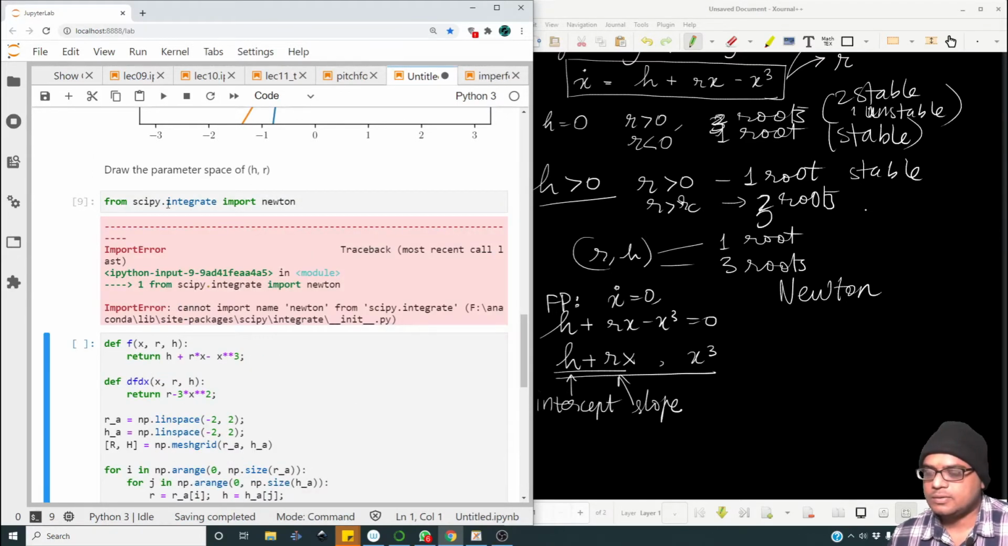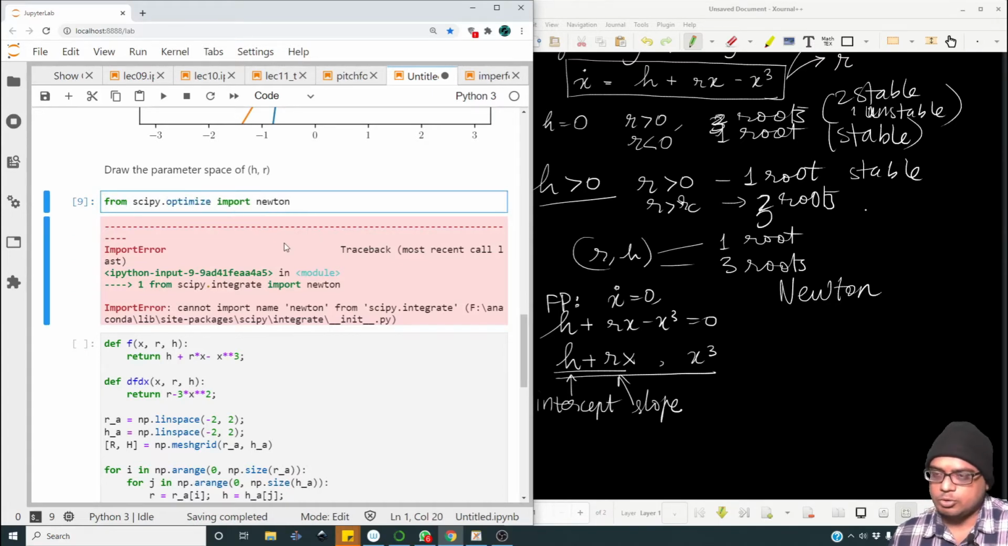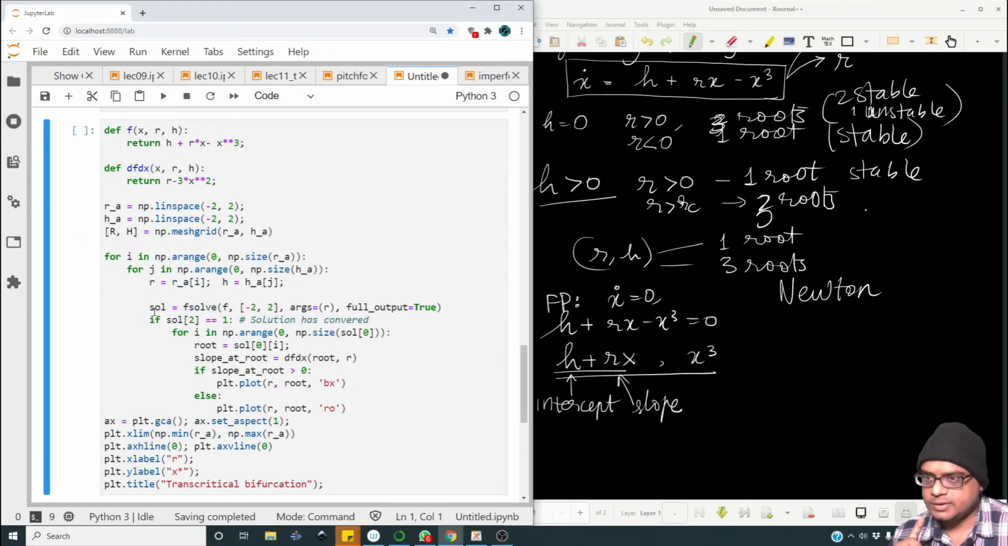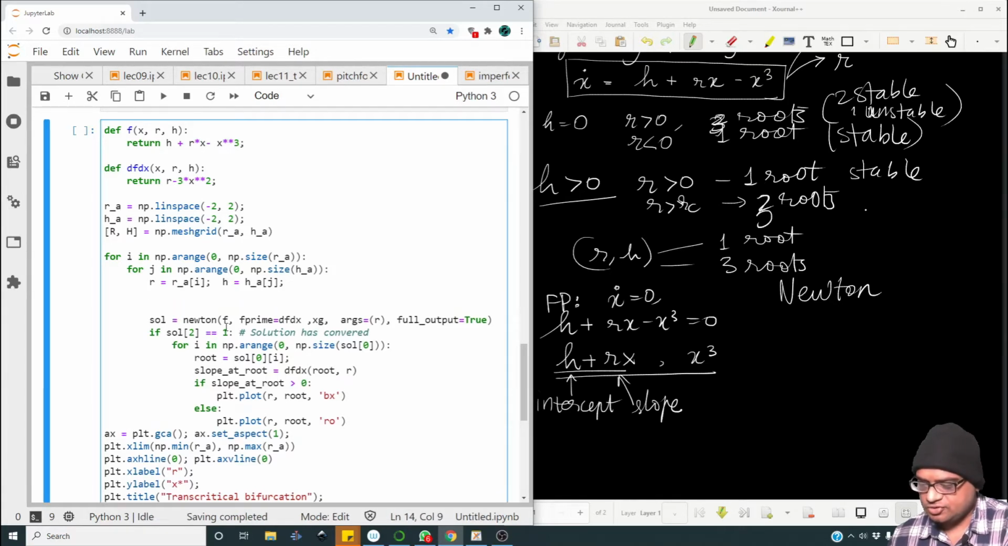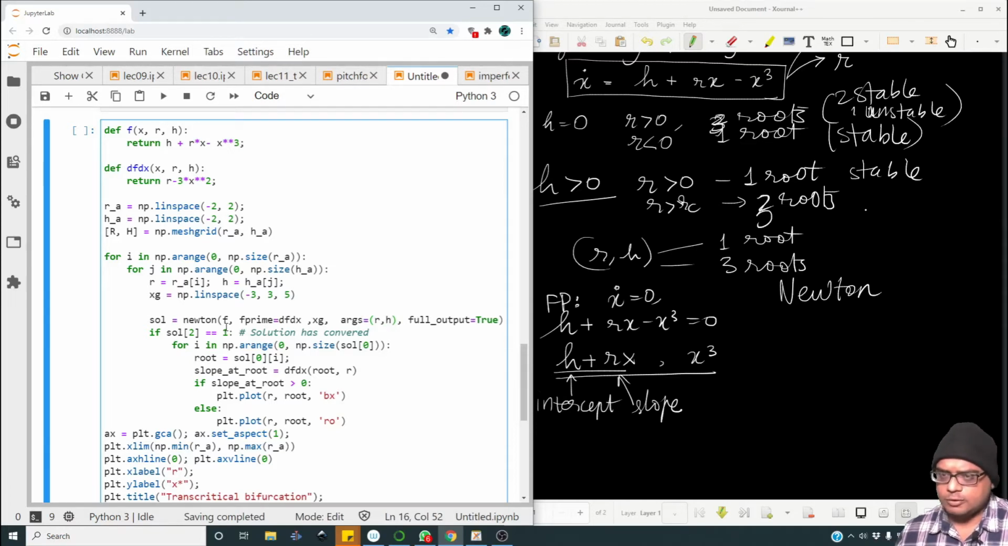Let's import Newton from scipy.optimize. The Newton syntax, if I remember correctly, needs f prime, so we have to supply df dx. The initial guess, let me define it as xg, and we will define the guess range equal to np.linspace from -3 to 3. Let us take 5 points as the guess points, in order to cover all the three roots. For args we have to pass r comma h, and full output will be equal to true.